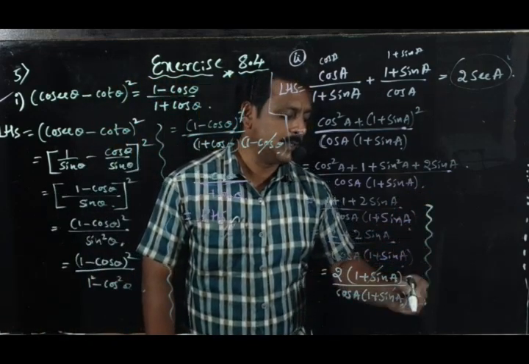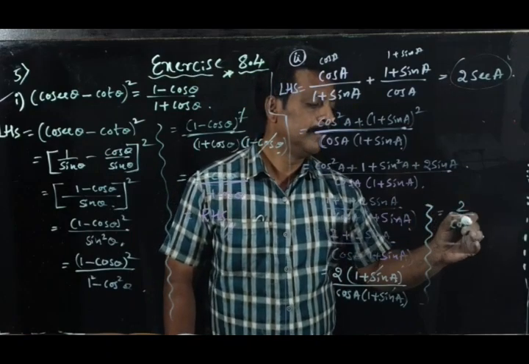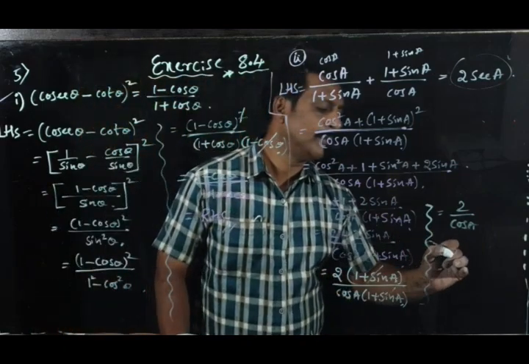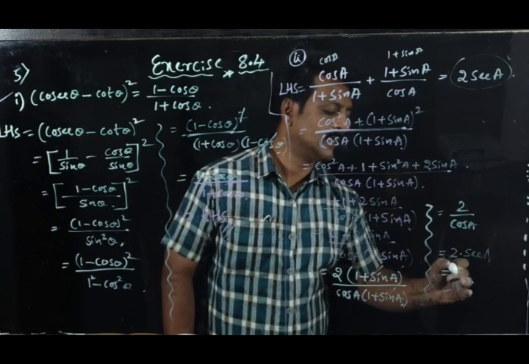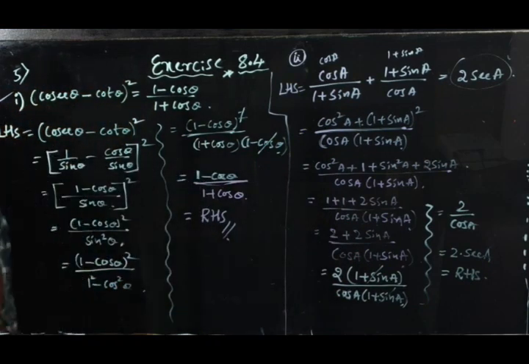Then what we got: 2 divided by cos A. 1 by cos A can be written as sec A. So I write 2 into sec A, which is our RHS. This is the end of the second main question. Observe it properly and try to understand whatever I solved, whether it is right or wrong.